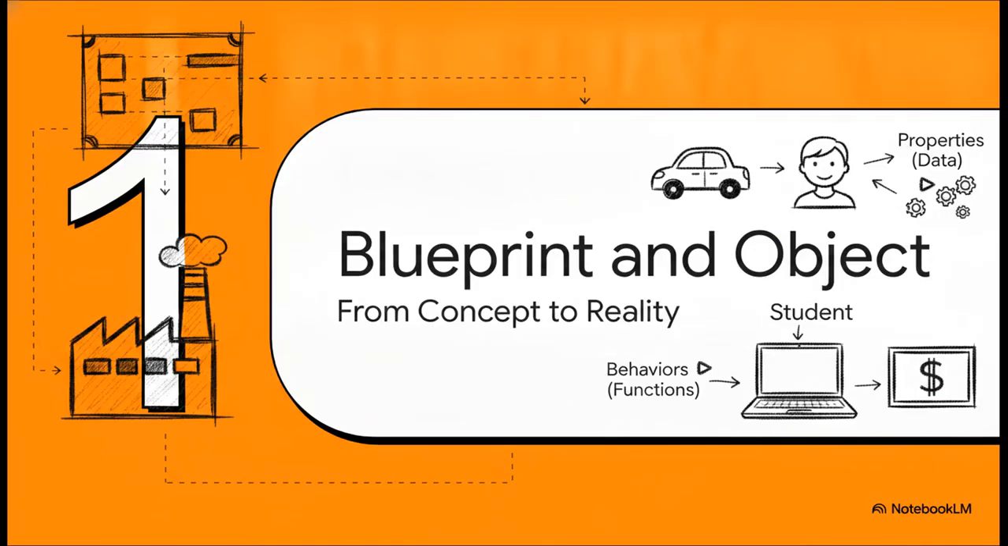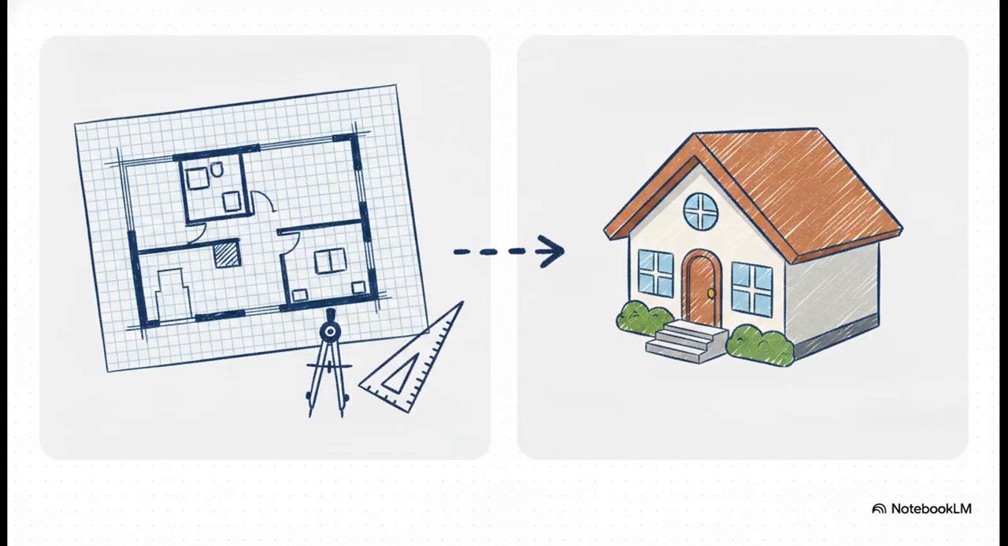Part 1, the blueprint and the object, from concept to reality. Before we type a single line of code, we really need to wrap our heads around the fundamental philosophy of how Java views the world. In the real world, pretty much everything is an object: a car, a student, a laptop, a bank account. And every single one of those objects has properties, which is its data, and behaviors, which are its functions.